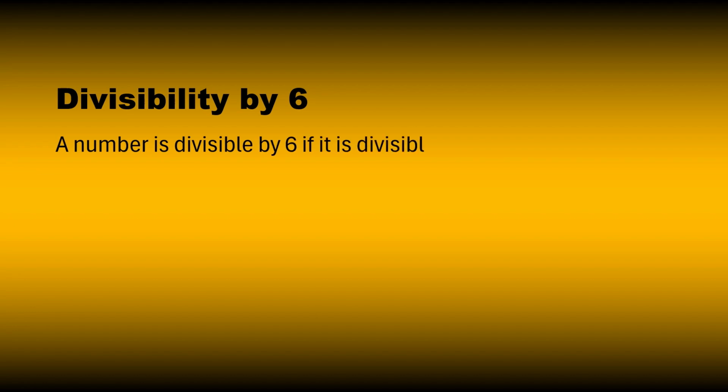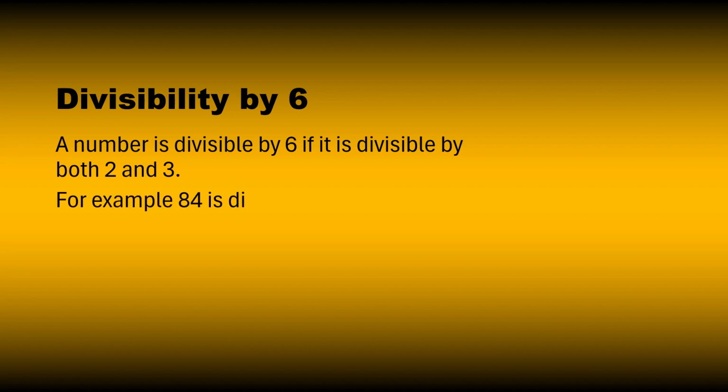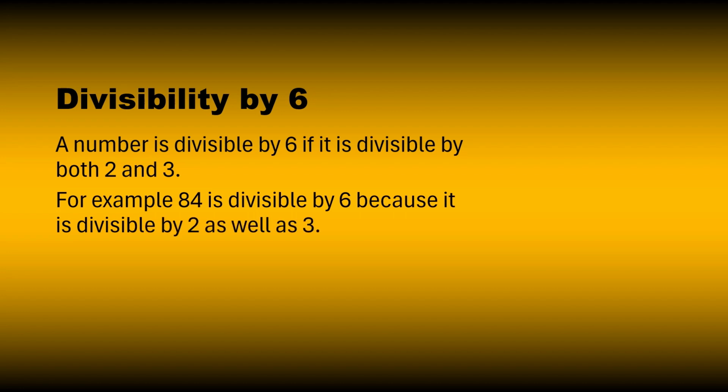Divisibility by 6. A number is divisible by 6 if it is divisible by both 2 and 3. For example, 84 is divisible by 6 because it is divisible by 2 as well as 3.